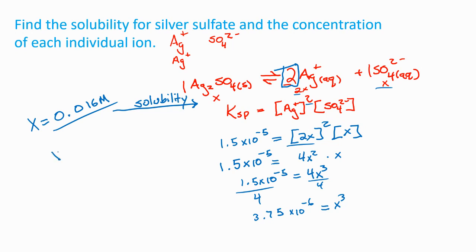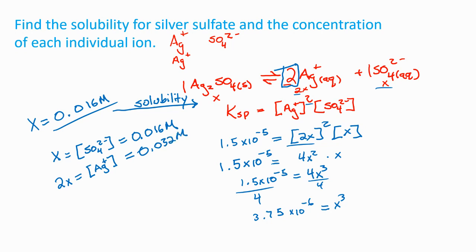X is also equal to the individual concentration of sulfate, SO4 2 minus. And so it is 0.016 molar. Here's another place where we have to be careful, though. A lot of times I'll see students that will, to get Ag's concentration, multiply the solubility by 2 and then square it. That's not what we're about in this case. The concentration of Ag plus is just 2x. It's not 2x squared. We had to square Ag plus in the equilibrium expression, but Ag plus is just 2x for its solubility. So we get 0.032 molar.